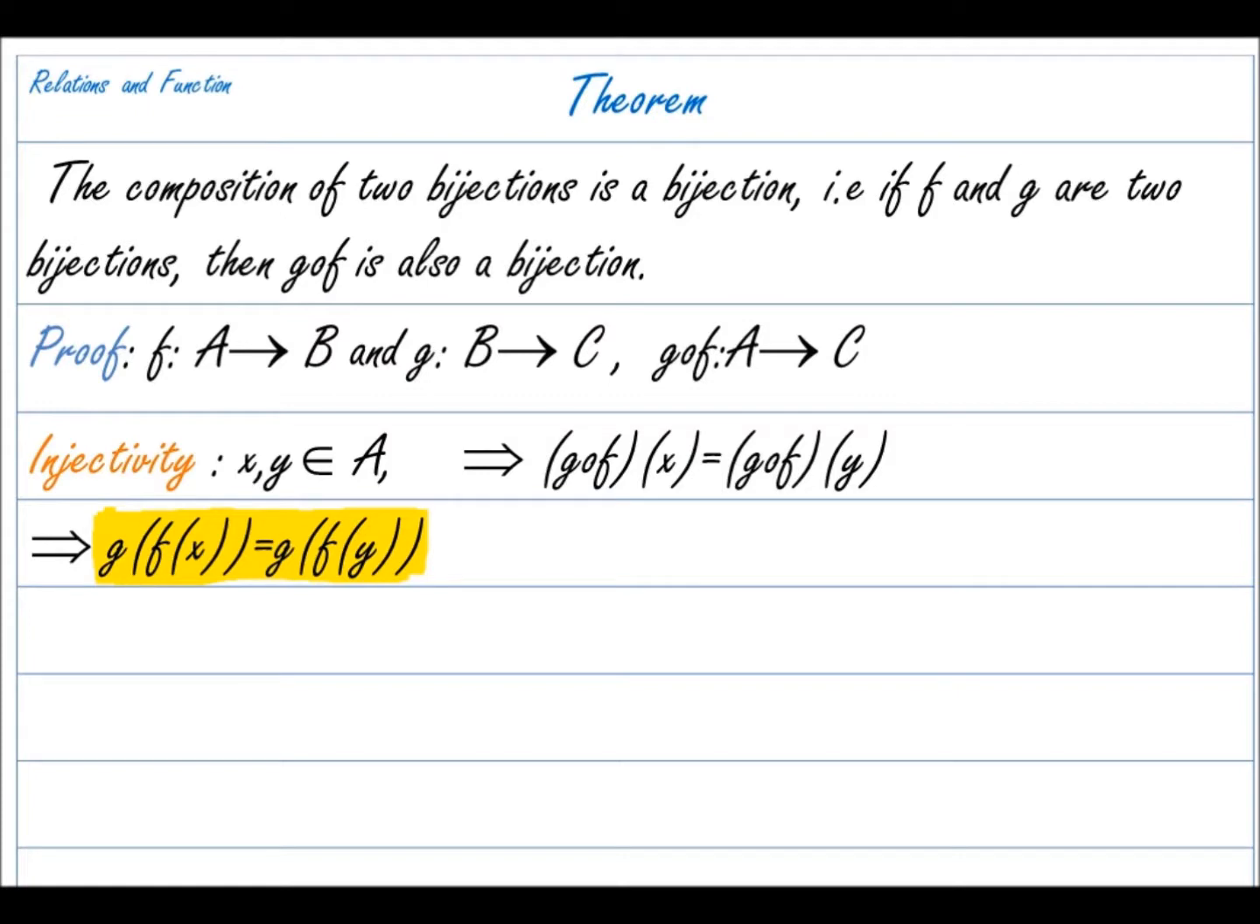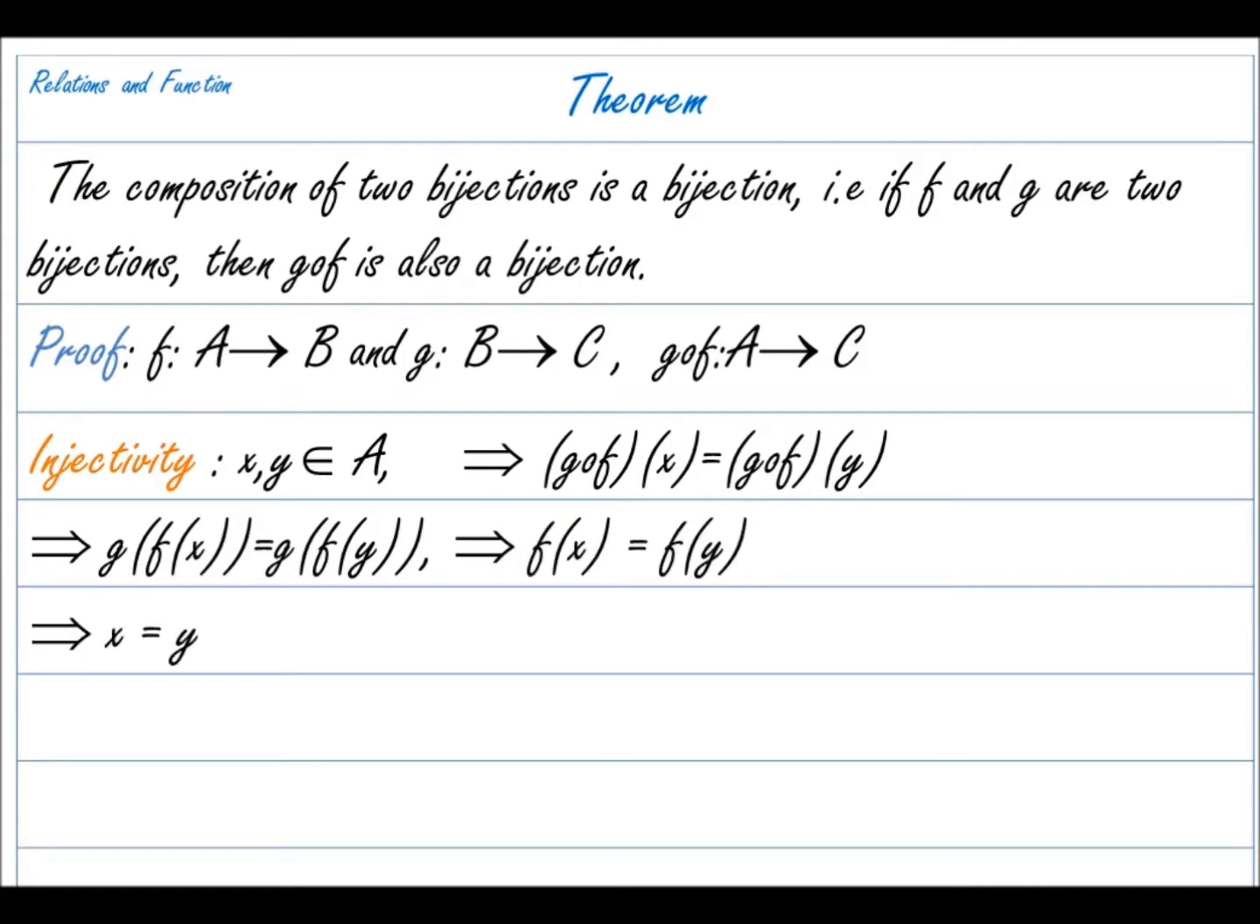Now g is a bijective function, so it is injective. So in case of an injective function, if g of f of x is equal to g of f of y, then that also means f of x is equal to f of y. Now again, f is also a bijection, so that means it is injective. And if function f is injective, then if f of x is equal to f of y, that means x is also equal to y.